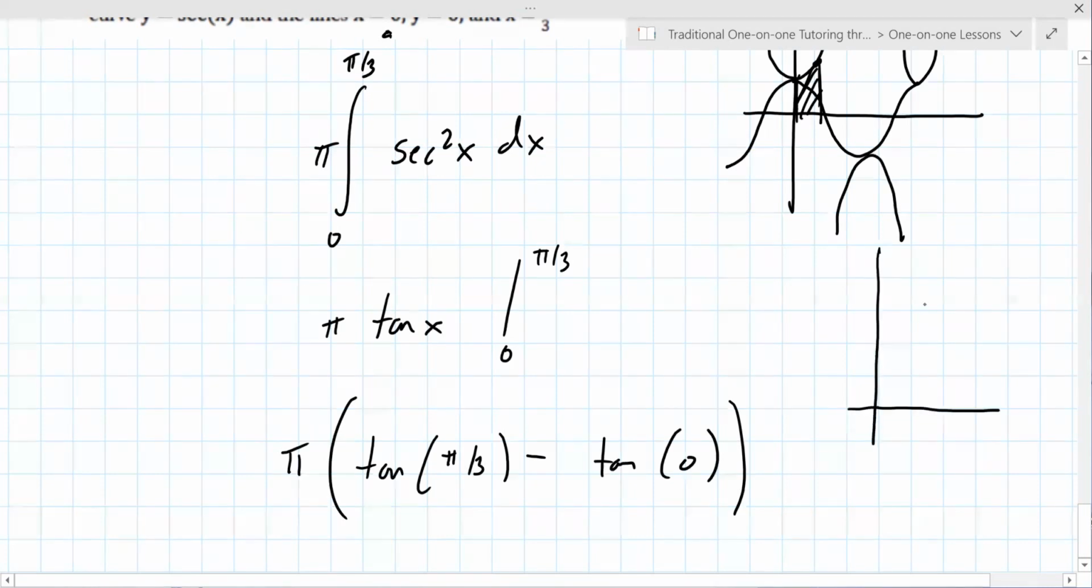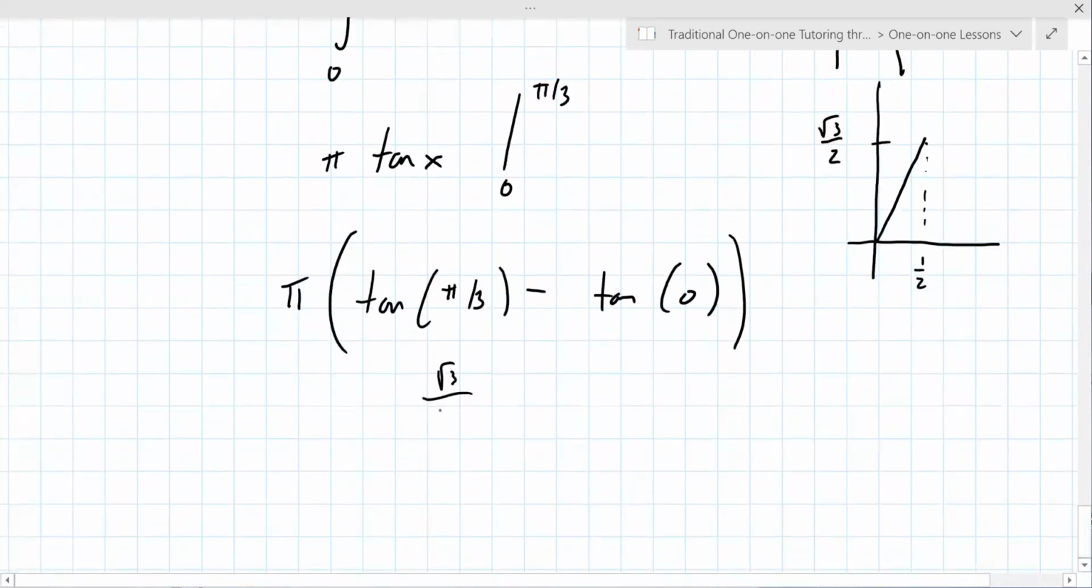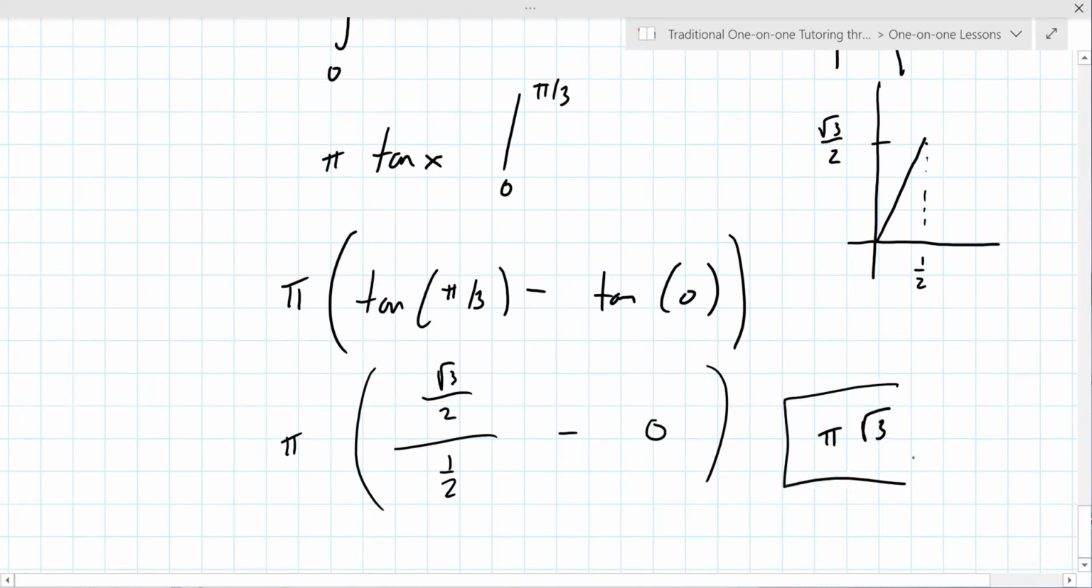So pi over 3 is up here. And I'm trying to show you how to do this without really remembering the unit circle. It's about halfway. So that's a half. That's root 3 over 2. Tangent is sine over cosine. Sine is y. Cosine is x. This is how you do it if you don't want to remember it. And then the bottoms cancel. So you get pi times the square root of 3 as your answer.